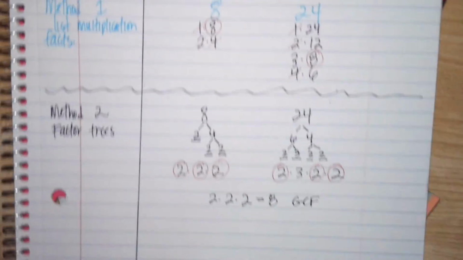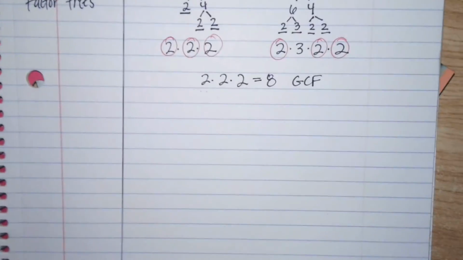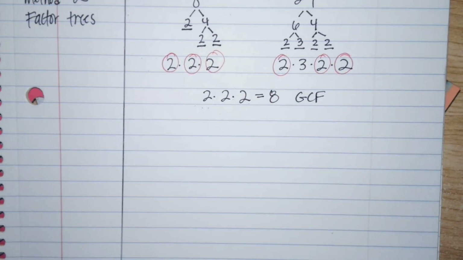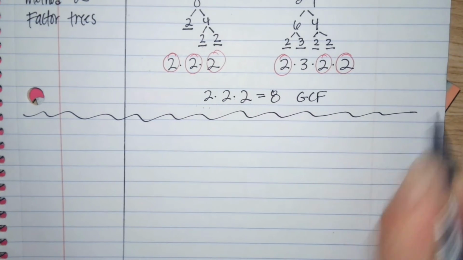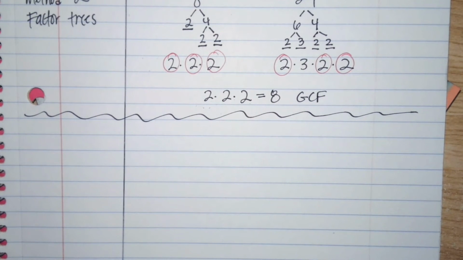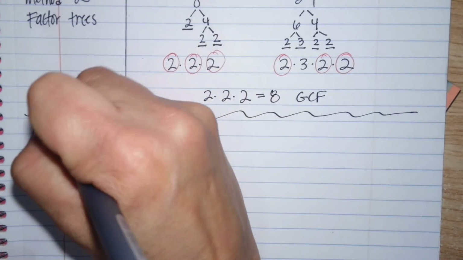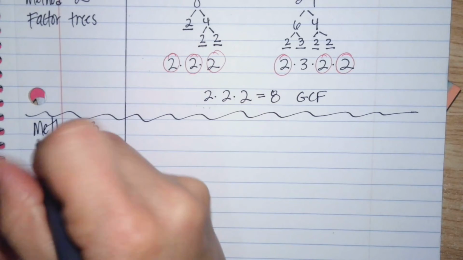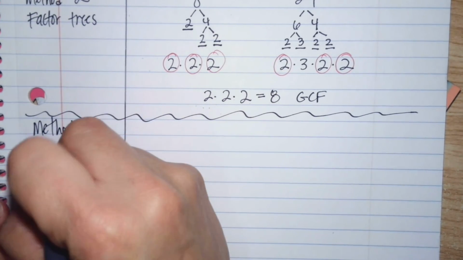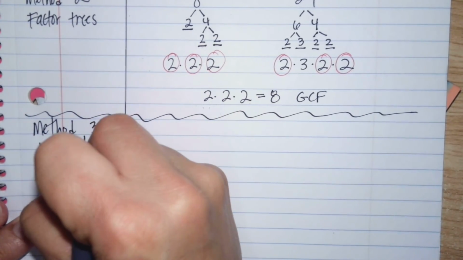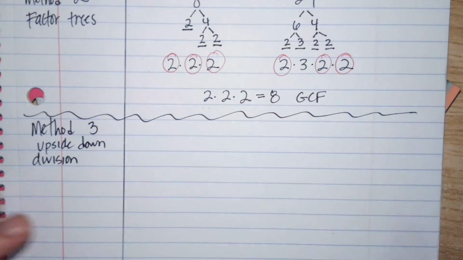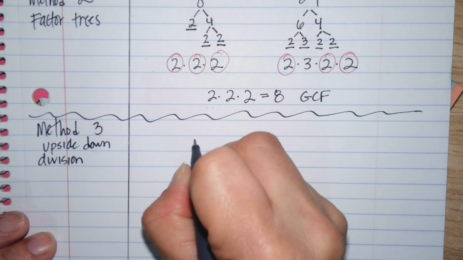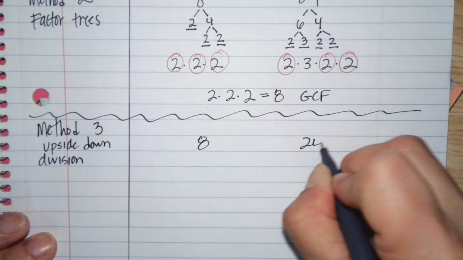Okay, we get to do the same thing now for the next method. This time I'm not going to use factor trees. I'm going to just use my upside down division. So method 3. I'm going to use an upside down division model for each number. So here's my number 8 and my number 24, same idea.